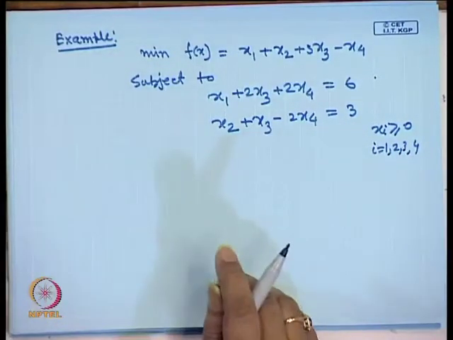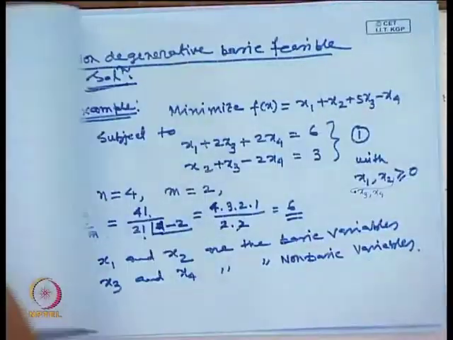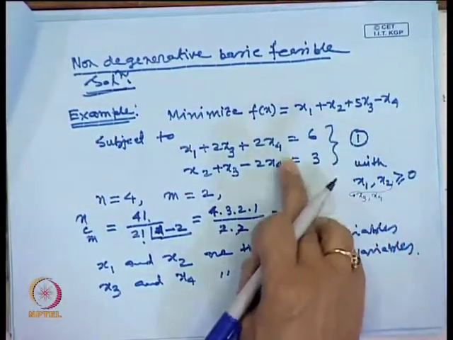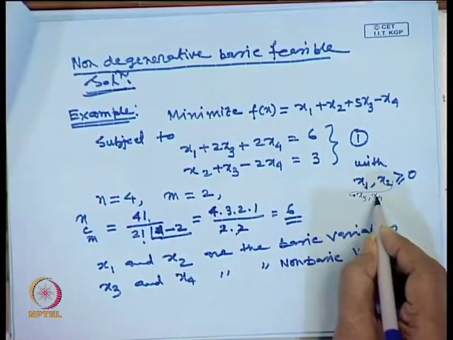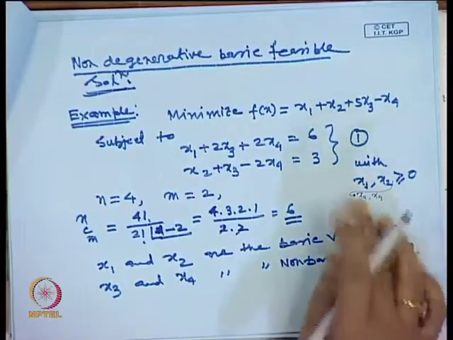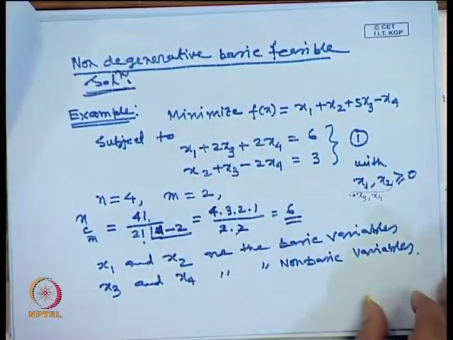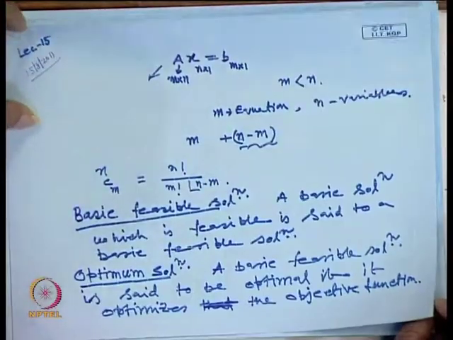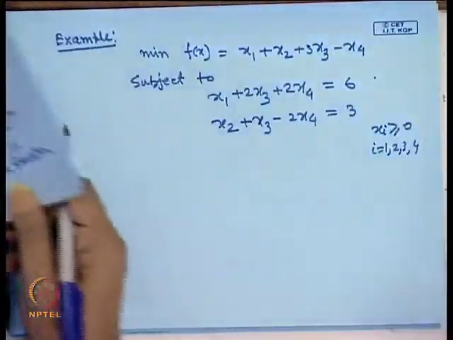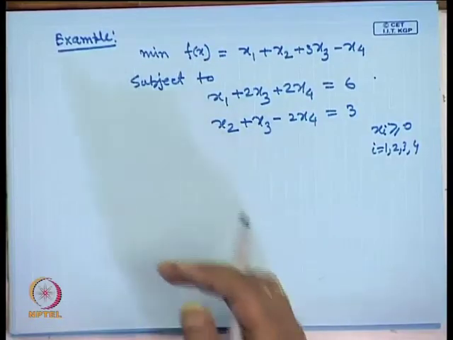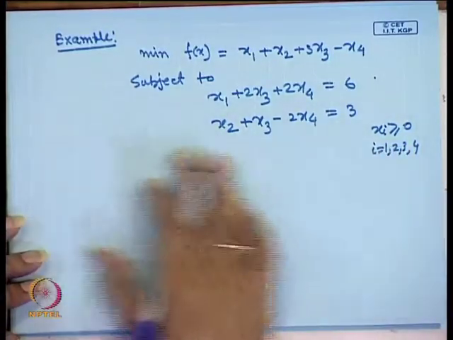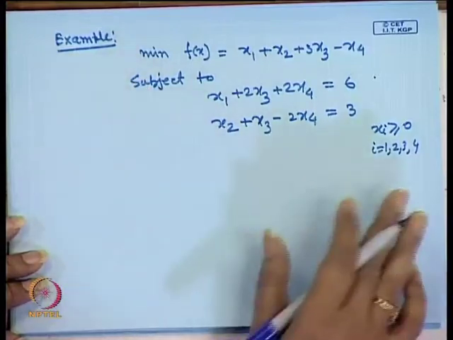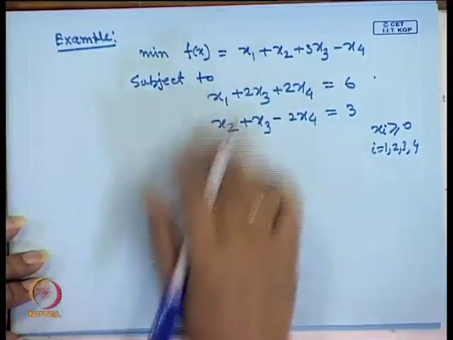If you recollect, last class we considered this problem where x1, x2, x3, x4 is greater than or equal to 0. Agree? And we have seen which component we have to consider as non-basic variable and basic variable to reduce the function value from the previous point to the new point, the function value must reduce. Now, we will see how this algebraic approach can be applied to solve this problem.